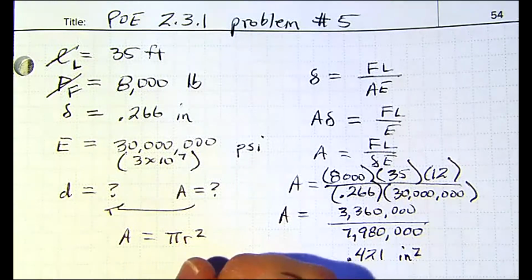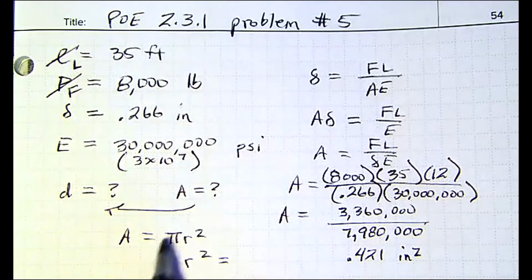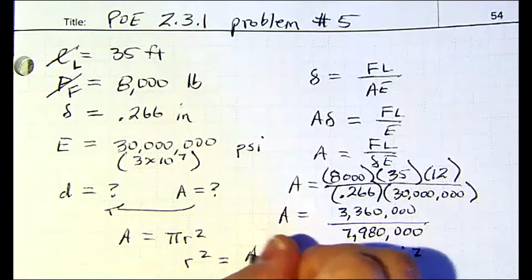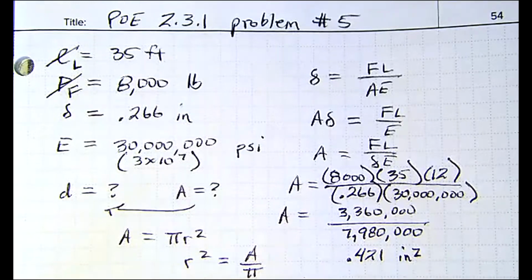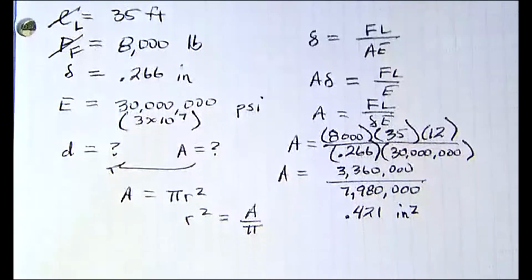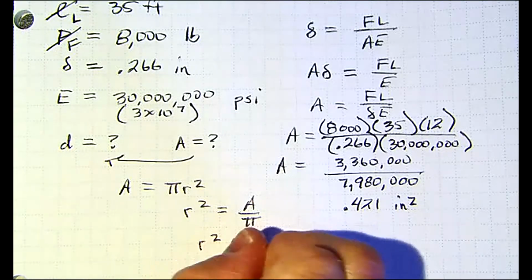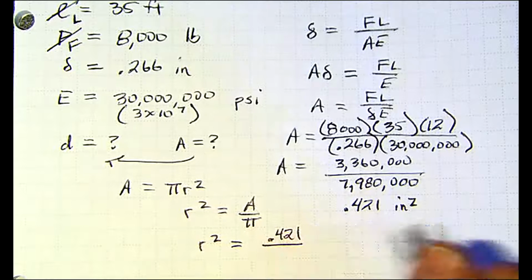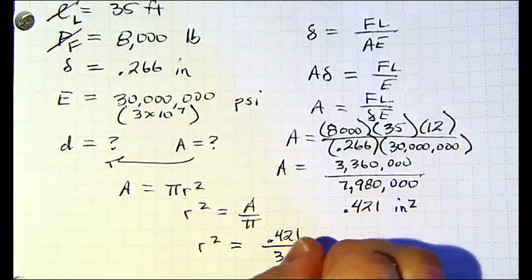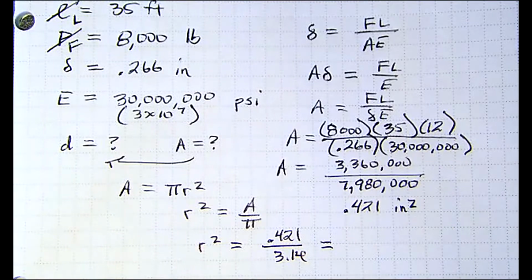So I want r squared by itself. r squared equals, and I'm going to divide by pi to get rid of it, so this is going to be A divided by pi. Please watch me, make sure I don't make mistakes, which, as you know, I do pretty frequently. So r squared equals the area, which we just found, 0.421, divided by 3.14. Hey Siri, what is 0.421 divided by 3.14?